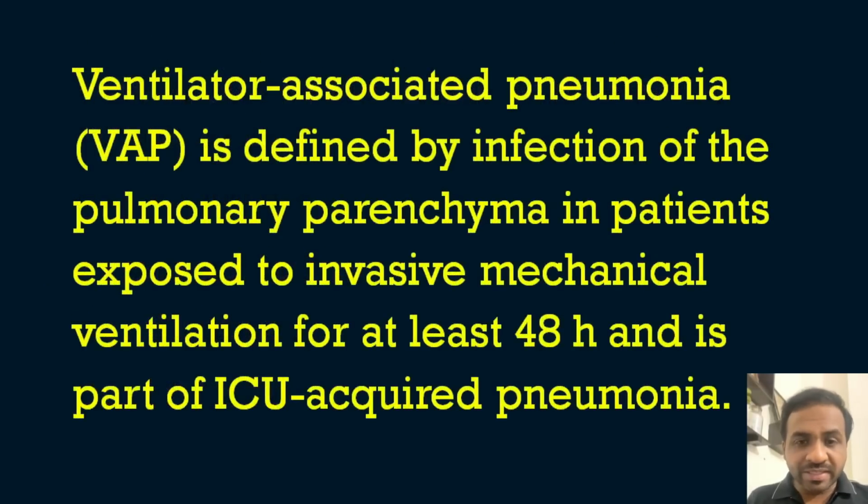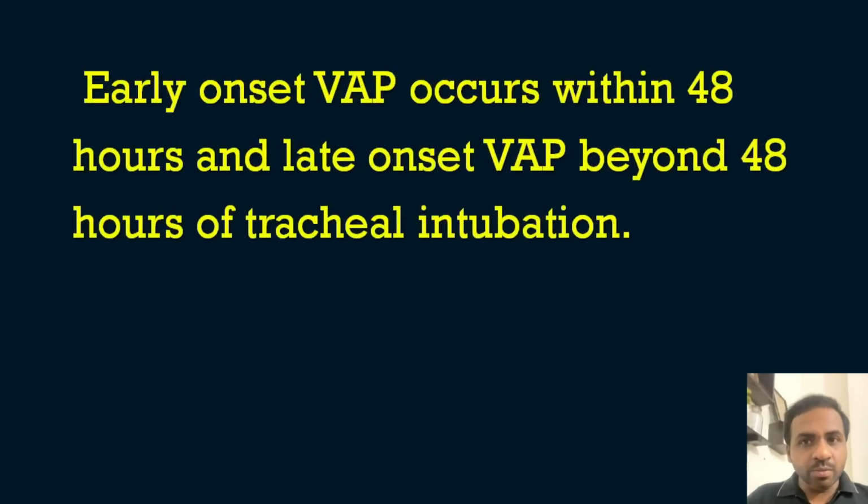Ventilator associated pneumonia is defined as infection of the pulmonary parenchyma in patients exposed to invasive mechanical ventilation for at least 48 hours, and it is a part of ICU acquired pneumonia. This is very important. Early onset VAP occurs within 48 hours, and late onset VAP means beyond 48 hours of endotracheal intubation. So early onset 48 hours, late onset beyond 48 hours. I think that is clear for you.